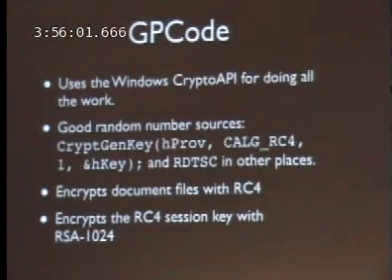Currently the only family of ransomware that's doing the crypto right is GPcode, and actually the early versions didn't. They had their own home-rolled crypto that was trivial to crack. In the current versions, they use the Windows Crypto API, and it basically does the crypto right.